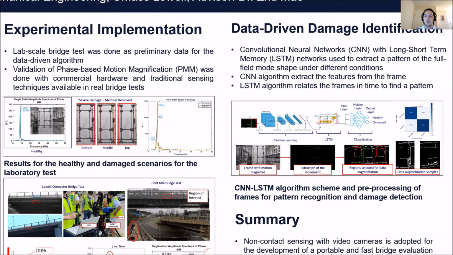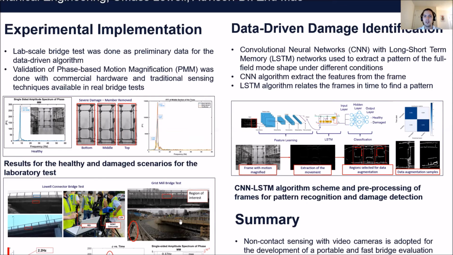Then we can group those packages of patterns from frames and use them as input for the LSTM, which will try to predict a change in the time domain of those patterns. Then you can use the output from the LSTM in the neural network. It can then predict if this package of frames belongs to a healthy or a damaged video.